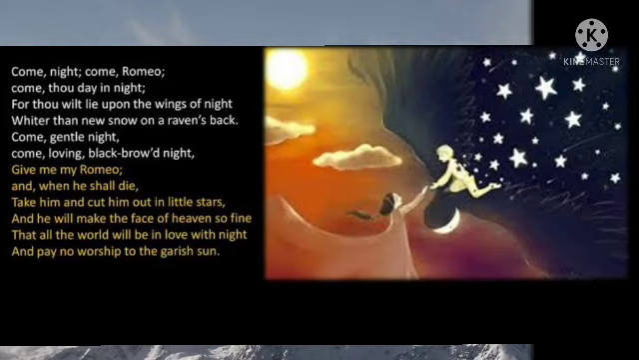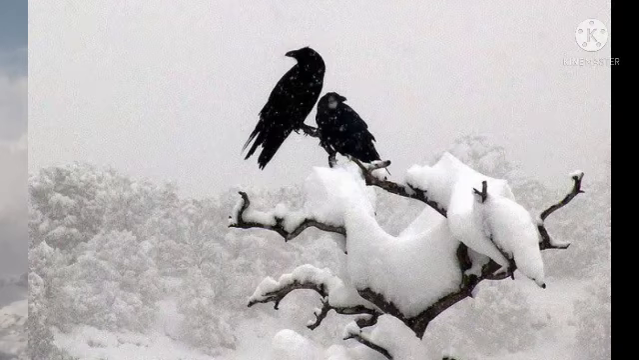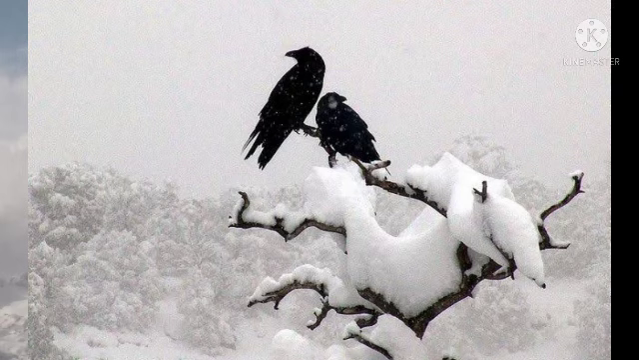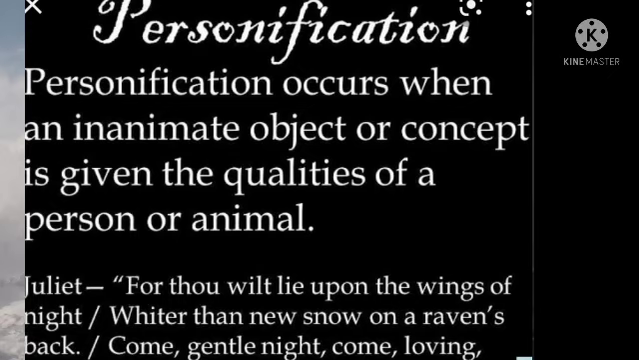Here in this line, she compares Romeo to daylight. She says his presence will shine out the darkness. Then she compares night with a bird. For thou wilt lie upon the wings of night, whiter than new snow on a raven's back. She believes that just like new snow on a raven's back, her Romeo will come on night's wings. Here, Romeo is compared with new snow that doesn't have any dust on it, and night is compared to a bird.